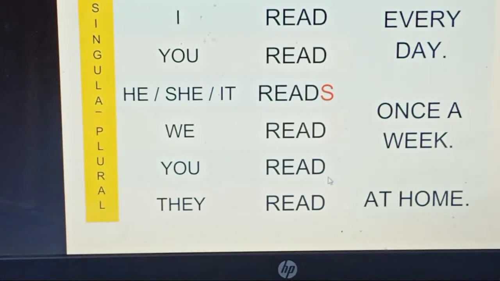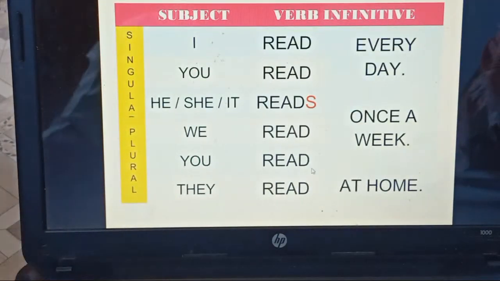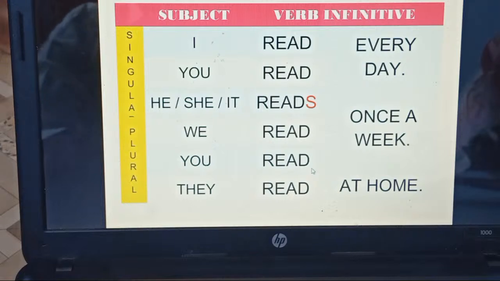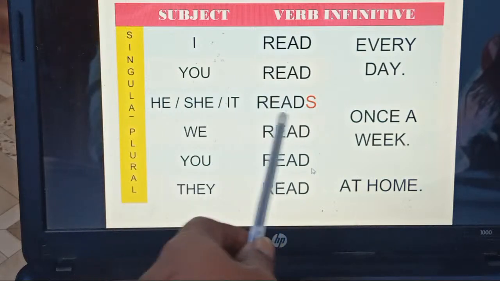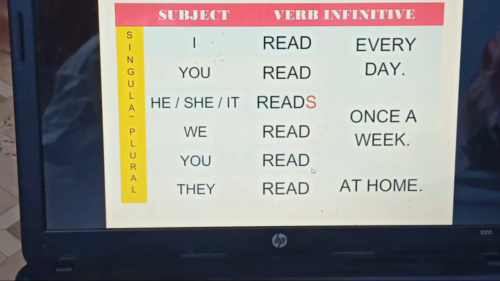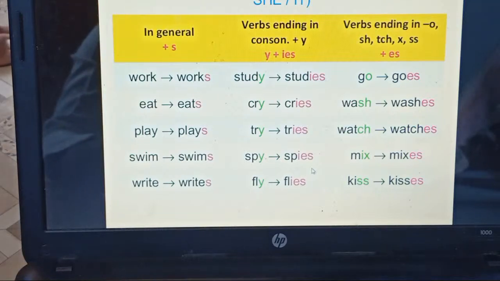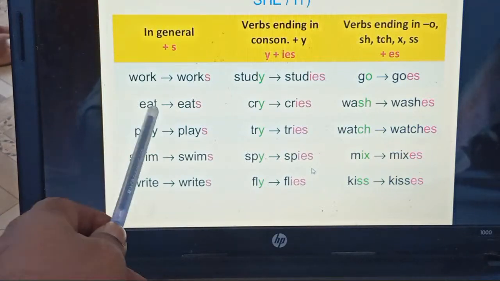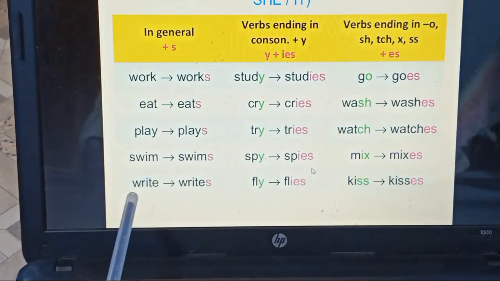If you look at the examples as I told you, if the subject is he or she or it, it takes S or ES to the verb form. So I read, but he reads, she reads, it reads. Okay, so let's look at rules for the third person singular. Work will become works, eat will become eats, play plays, swim swims, write writes.